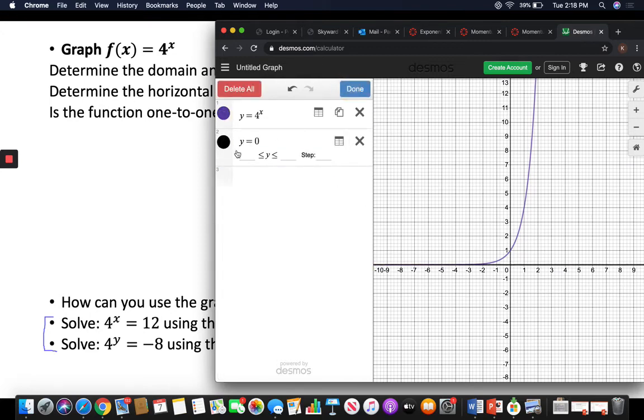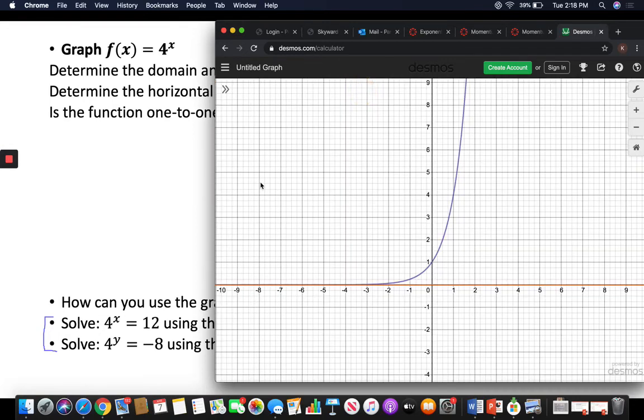Let me go ahead and get a different color for that so that you can see it. So there's our horizontal asymptote. And then the last question we were going over is, is it 1 to 1? To be 1 to 1, it has to be a function, and its inverse has to be a function. Each input has one output. Each output has one input. It has to pass the vertical line test and the horizontal line test. So this is what we would call a 1-to-1 function.